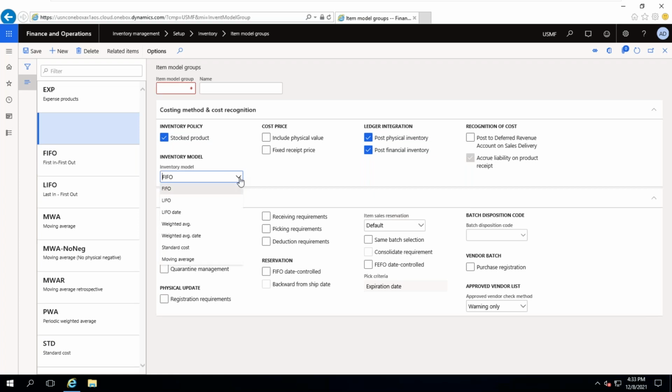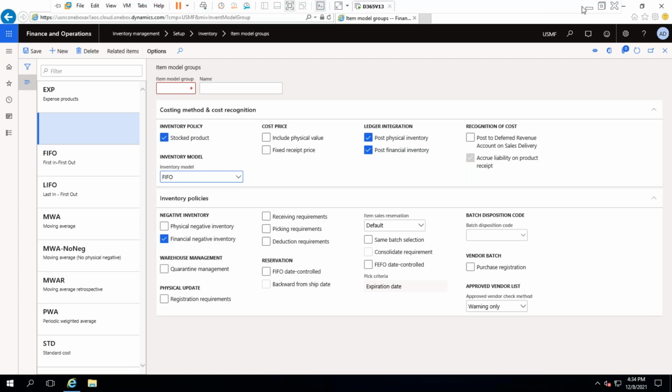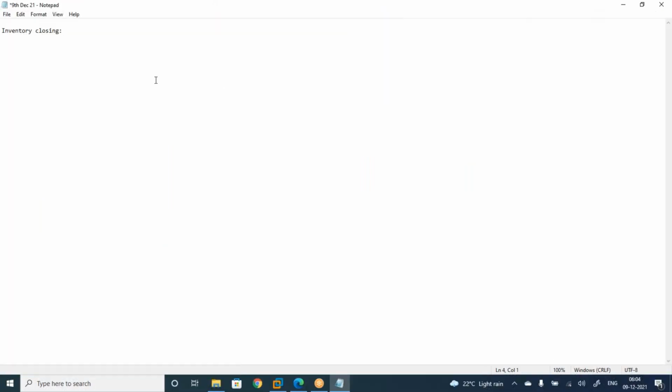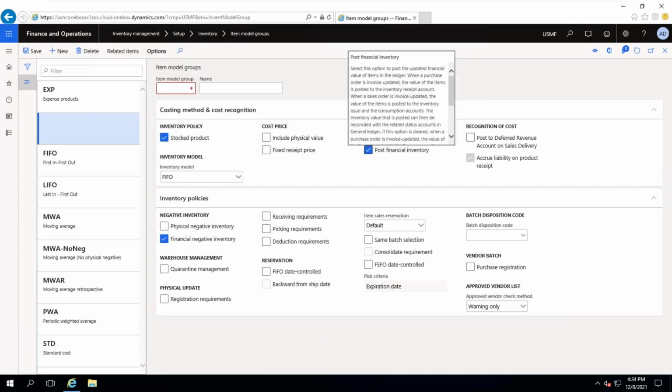FIFO, LIFO date, weighted average date, standard cost, moving average. There are so many methods. The major methods you need to remember or understand: one is FIFO, next one is LIFO, next one is weighted average. FIFO, LIFO and weighted average. These three we need to understand in detail, and what the differences are. Okay, fine. So let me cancel this one.